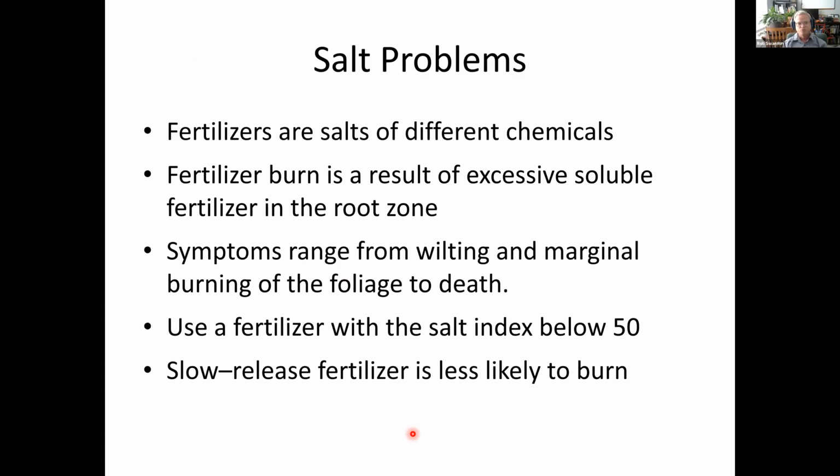Symptoms range from wilting and marginal burning of the foliage to overall plant death. If we use a fertilizer with a salt index less than 50, we're not going to get salt burn as a result of repetitive use. Slow release fertilizers are less likely to burn as they're releasing over a longer period of time instead of instantly making 100% of it available.